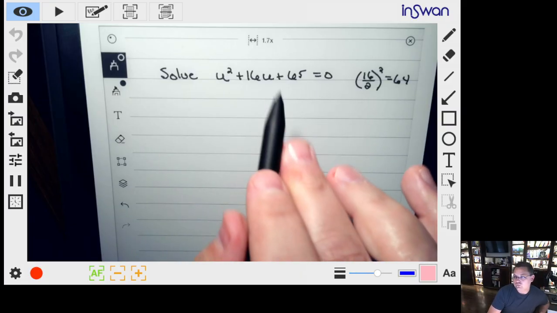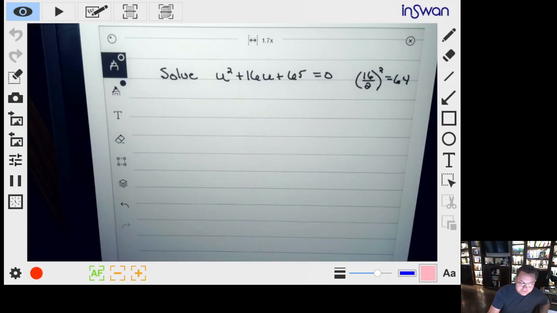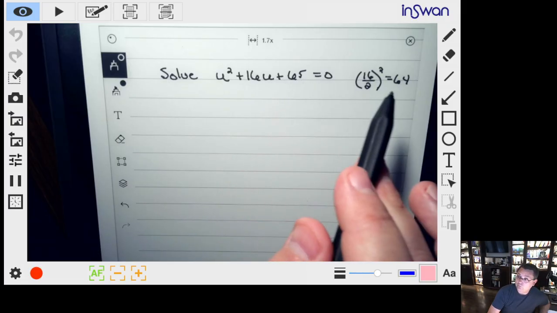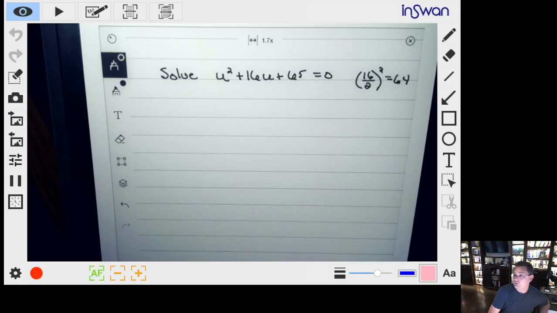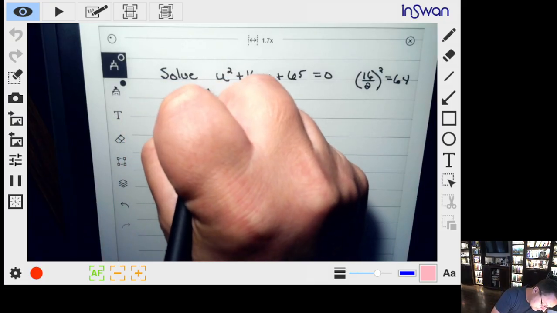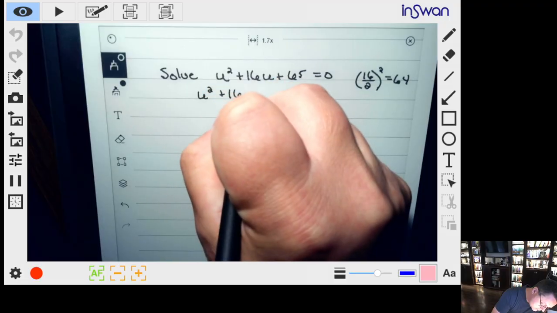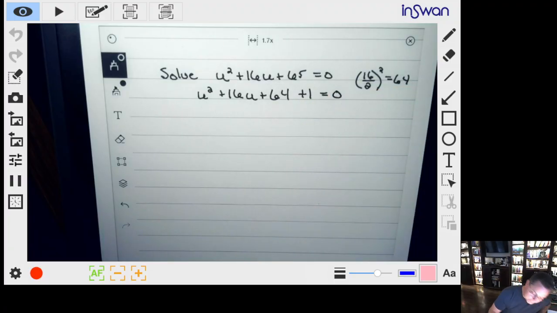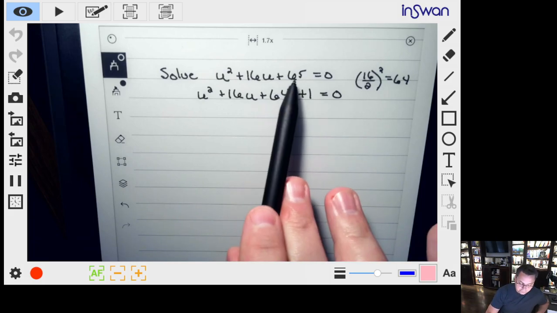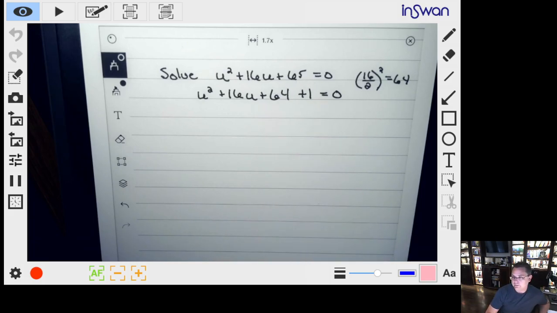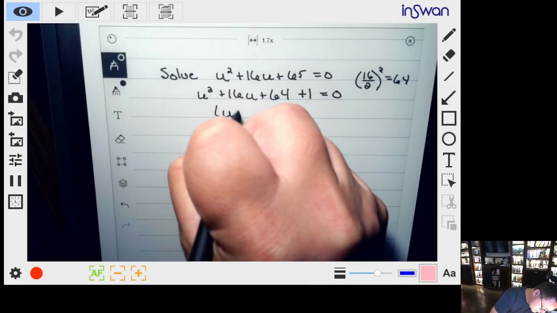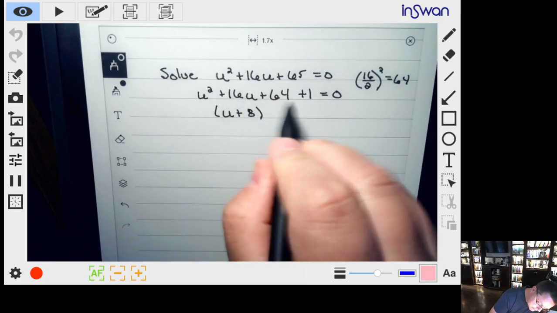Now, one of the things you could do is add or subtract 64, or you could be a little more creative and take the 65 and split it into 1 plus 64, and that actually gets you your 64 right away. So we've got u squared plus 16u plus 64 plus 1 is equal to 0. Again, if you want to add the 64 and then subtract the 64, you end up right here again. Okay, so this gives me u plus 8 times u plus 8.